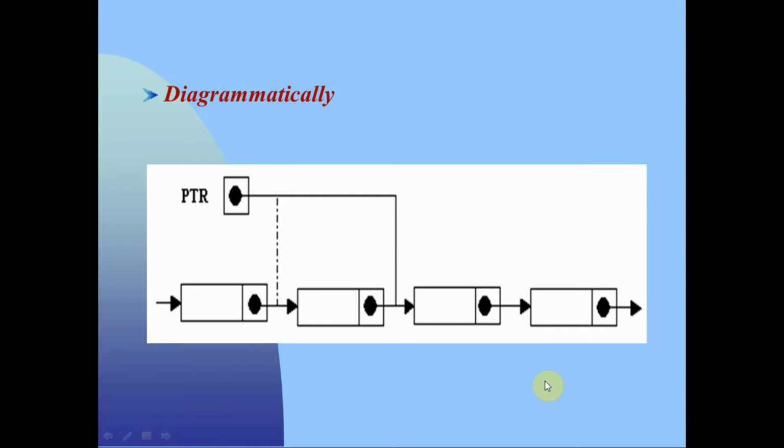So dynamically it can be used. It is a data part, and then an address part. In this address part, it is a pointer variable. This pointer variable points to the next block, and this pointer variable points to the next one, and so on up to the last one.